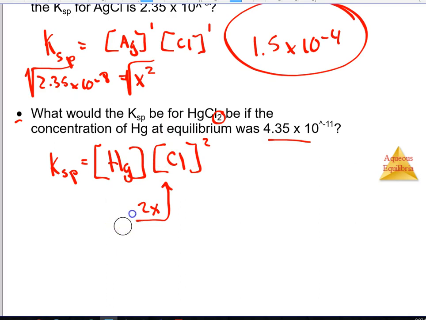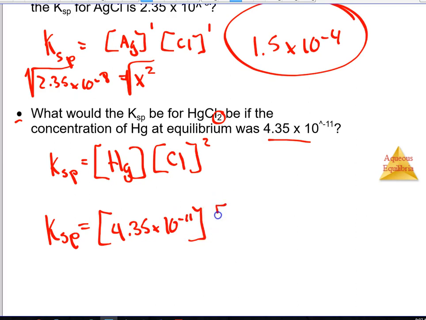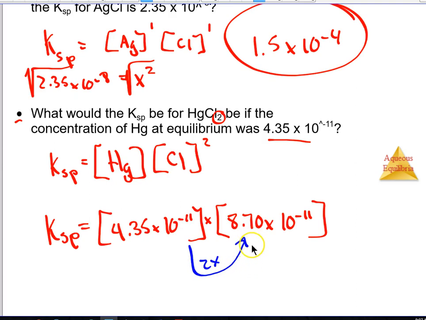All right, so we're going to put in what we know. We want to solve for KSP, so we don't know that yet. KSP is equal to Hg's concentration, which is 4.35 times 10 to the negative 11, times, and this is the way longer way to do it, but that's okay. So this would now be 8.70, right? If I double it, 10 to the negative 11. If that doesn't make sense, all I did to get this number was I multiplied this one by 2. Okay, so that's where the 2x comes from.